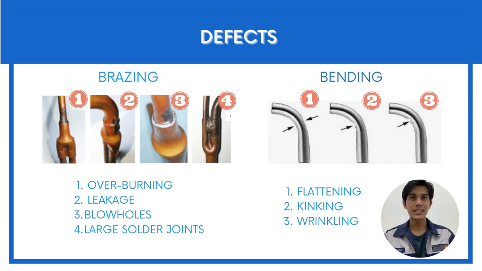So, as you can see, these are some problems or defects that usually happen after the processes, which are brazing and bending. For brazing, usually there are overburning, leakage, blowholes and larger solder joints. And for bending, what usually happens is tightening, kinking and wrinkling.